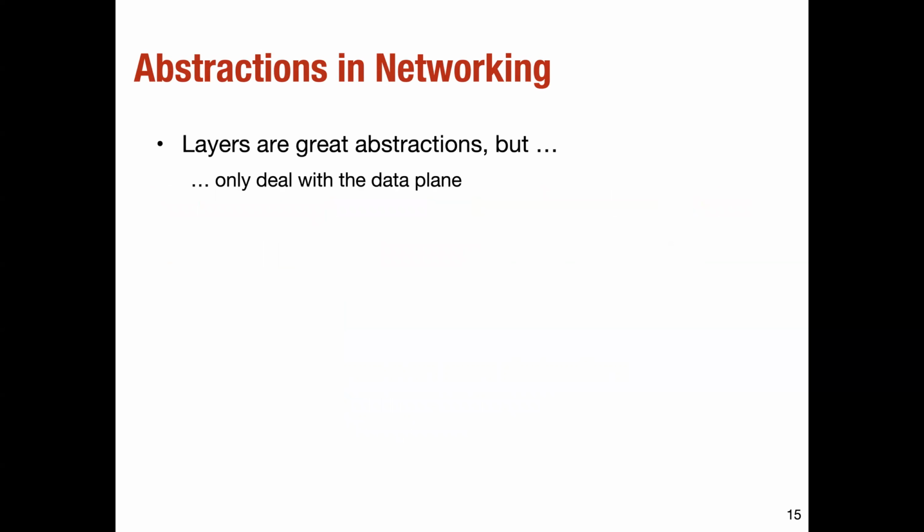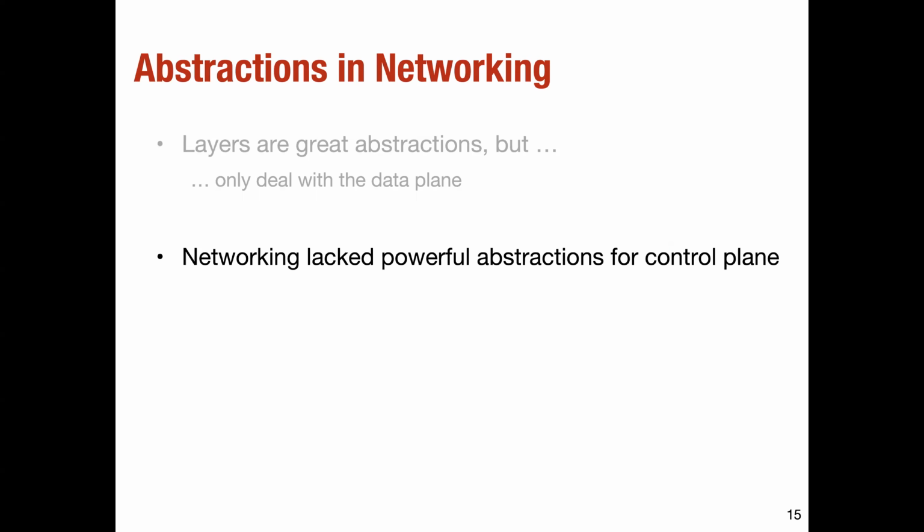So layers are great abstractions, but they only deal with the data plane, right? When I say that they only deal with the data plane, what is a layer, right? We have these layers of application, then transport, then network, then the link layer. All these layers are about providing abstractions for how to handle the packet, right? So that is just a forwarding abstraction or the data plane abstraction.